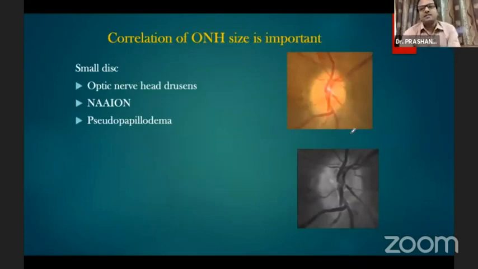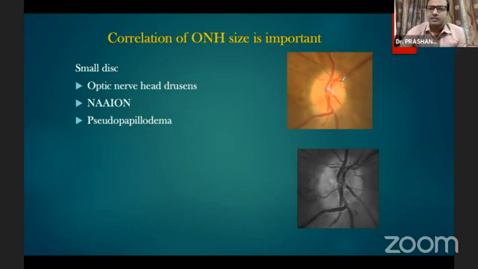Why is correlation of size so important? Because there are certain conditions which are present in a small disc which mimic different conditions. So there can be confusion because of the size of the disc. A few of the conditions are optic nerve head drusen, non-arteritic anterior ischemic optic neuropathy, and pseudopapilledema.